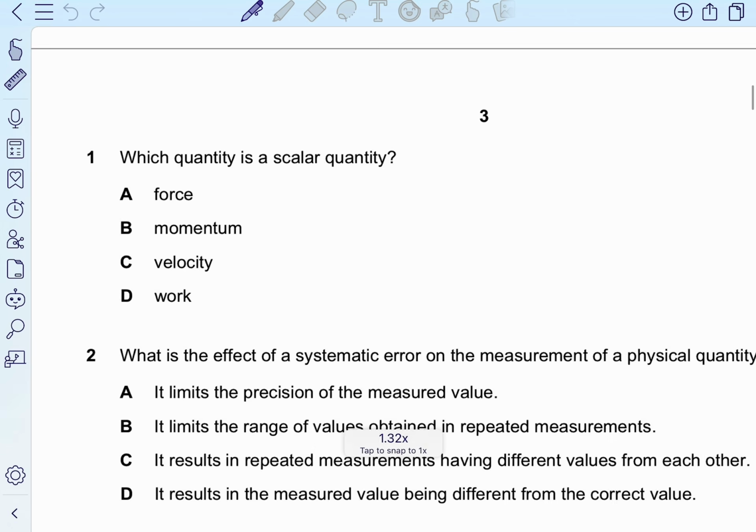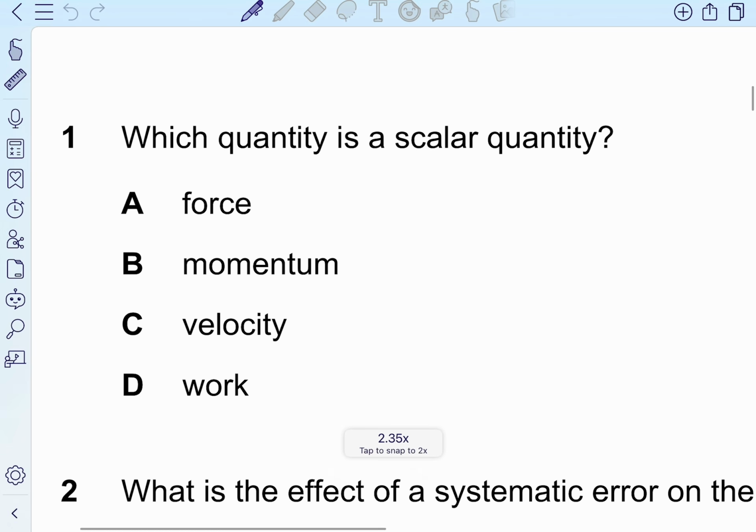Alright, so the first question here is, which quantity is a scalar quantity? Now remember that a scalar quantity is basically a quantity which only has a magnitude and does not have a direction. Force is not scalar because it does have a direction. Momentum also is in a particular direction. That means if towards the right is positive, towards the left would be negative.